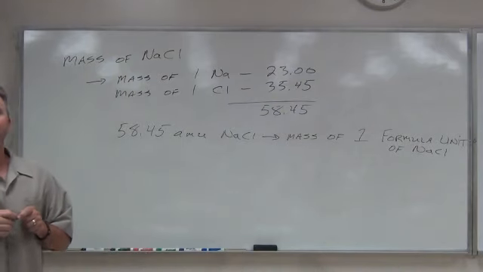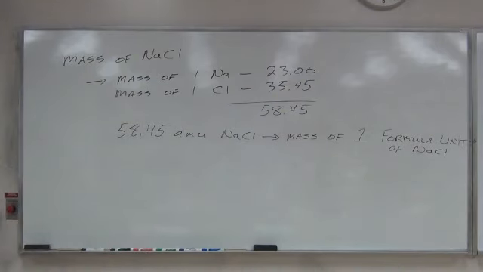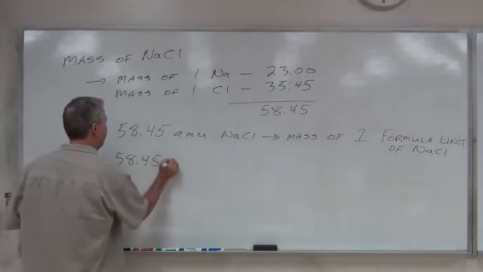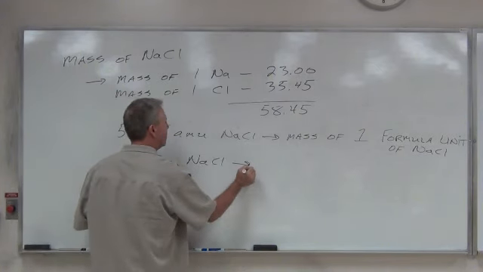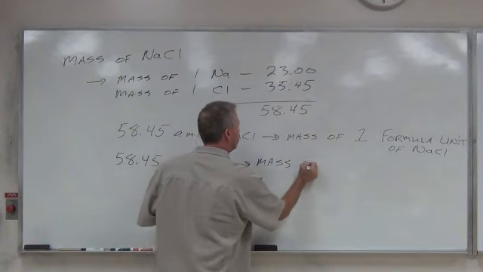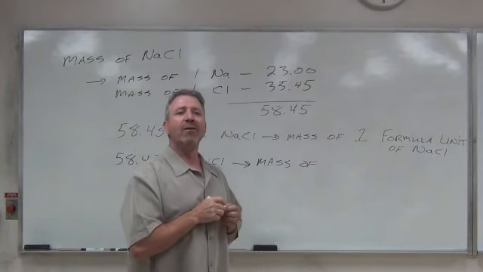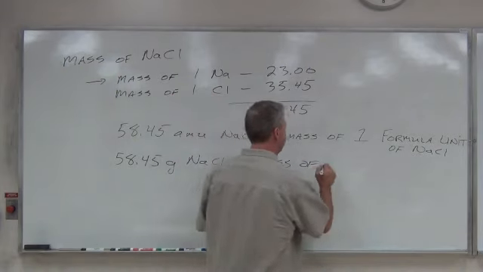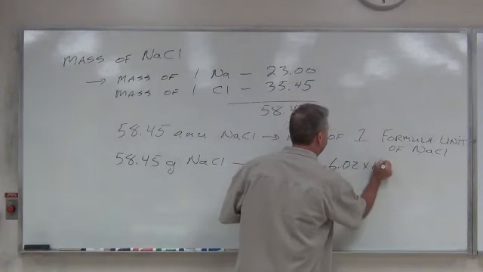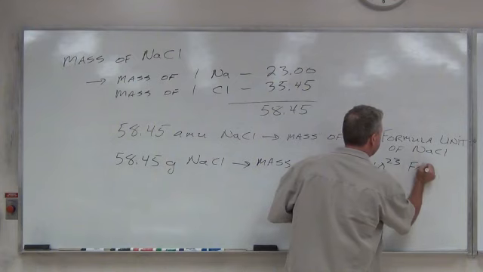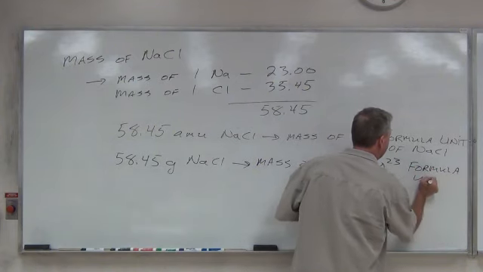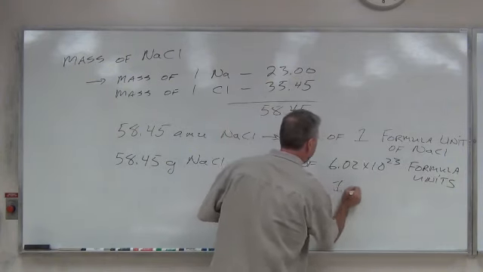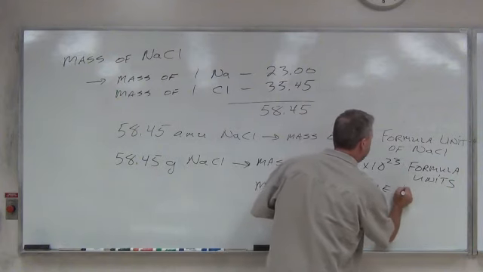It's 1 Na, 1 Cl. Grams of NaCl. Mass of what? Formula units, right? This is the mass of 6.02 times 10 to the 23rd formula units, or the mass of 1 mole of NaCl.